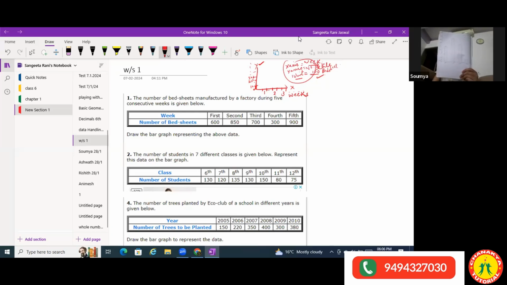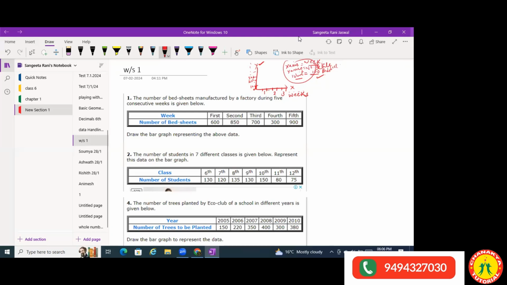In this question. Yes, Soumya, bring it closer to the camera. Yes, yes, Soumya, I can see. Please write the scale also. X-axis, y-axis. Yes, you have written. Okay, Soumya. Okay.